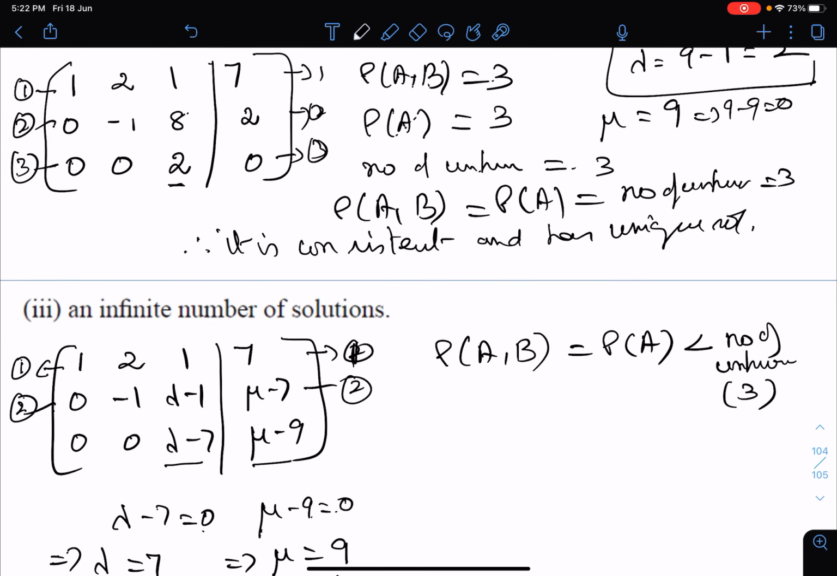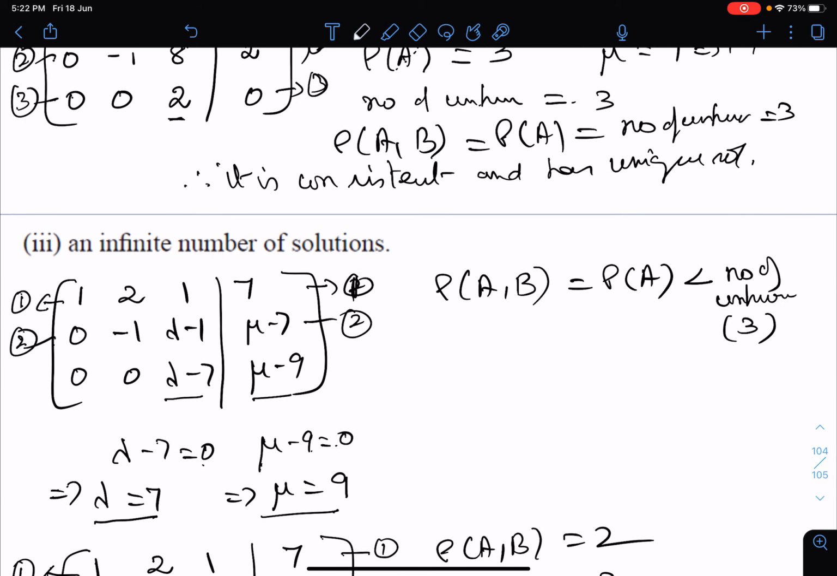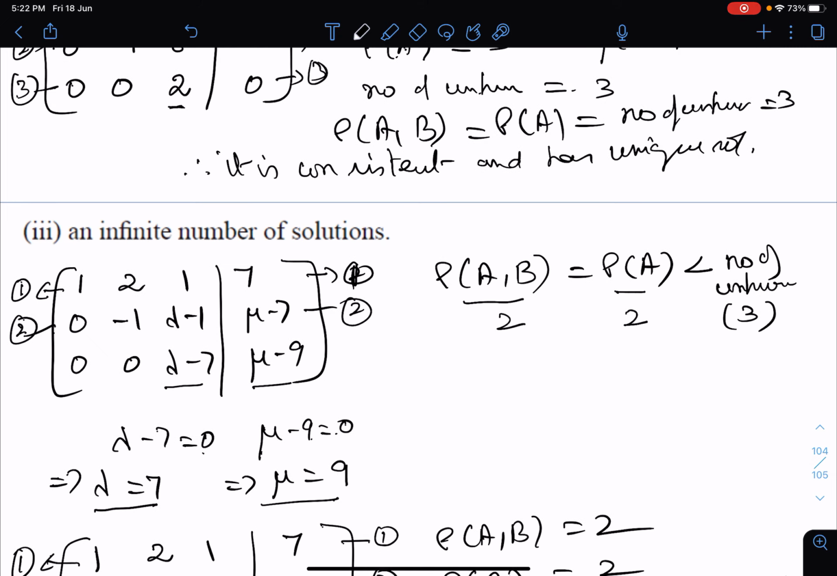Okay. Now coming to the third one, an infinite number of solutions. What is the condition? Rank of AB equal to rank of A, but it should be less than the number of unknown. Number of unknown is 3. That means it should be 2. Both should be 2. Okay. So we should get 2 non-zero rows. That means this last row should become 0, means both should be 0.